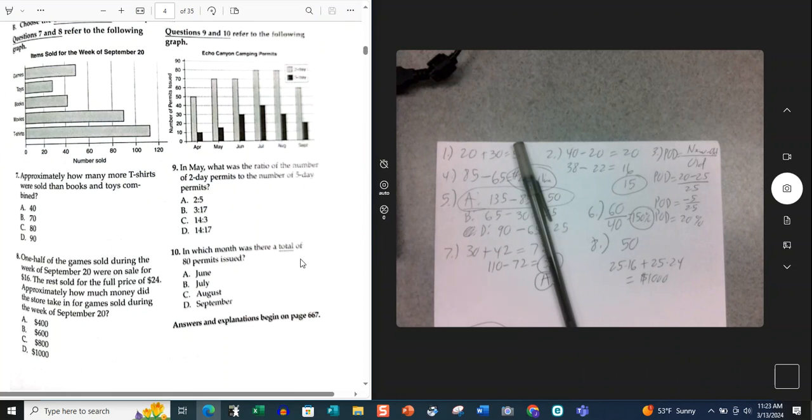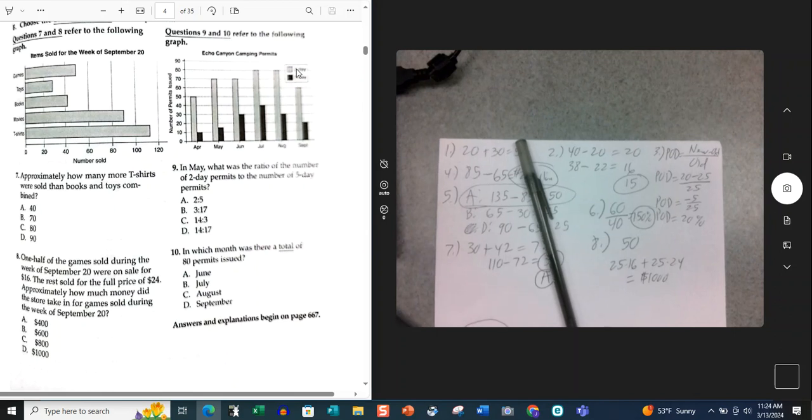Now we go here to number 9. It says for questions 9 and 10, refer to the following graph. Now if you see here, my graph is a little fuzzy, but you should have a clear graph in your textbook. It says in May, what was the ratio of the number of 2-day permits to the number of 5-day permits? Okay, so the gray is the 2-day and the black is the 5-day.